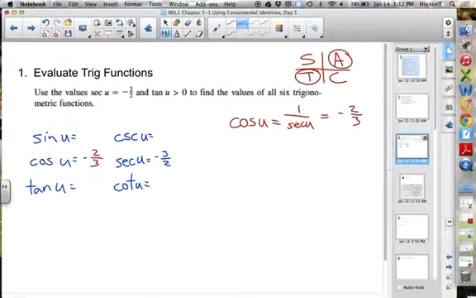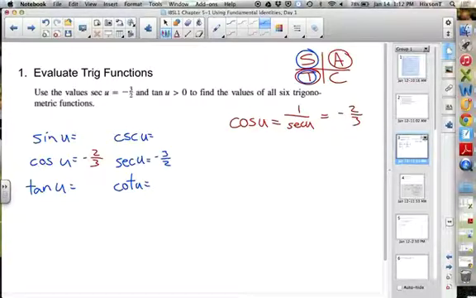Now, if tangent is positive there, we also know that cosine is negative. Where is cosine negative? Quadrants 2 and 3. Cosine's positive in 1 and 4, and negative in 2 and 3. So what quadrant do we have to be in? Quadrant 3. All right, so this is what I'm saying: if we know one value of one of our trig functions, and we know the quadrant, which we had enough information to figure out, we can figure out the rest of these as well.